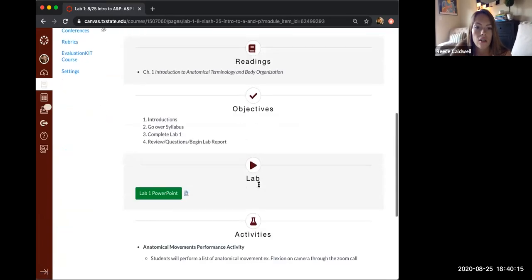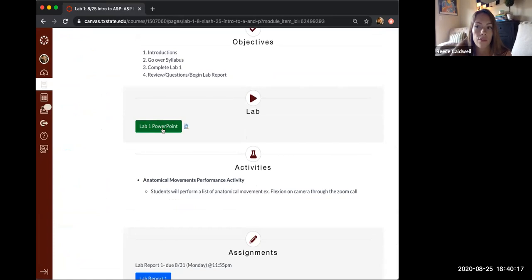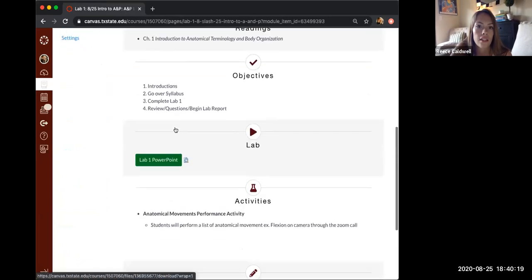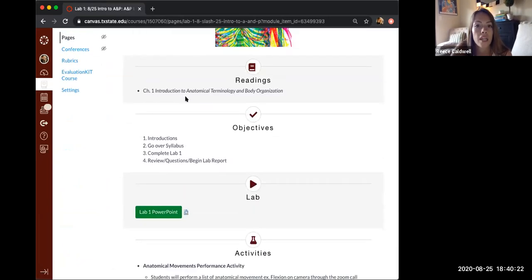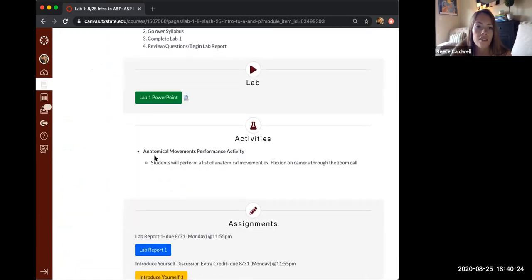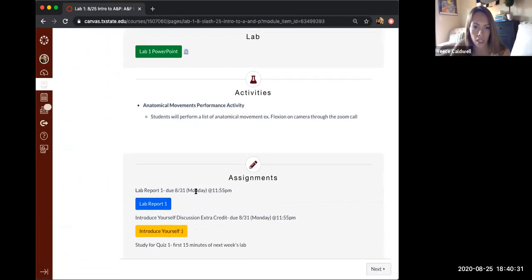Here's the PowerPoint if you want to reference it. Here's the reading from our manual. The activities posted on here, we won't really be doing those. I just had to put them for the other IAs. And then here is lab report 1. You also have some extra credit this week. Introduce yourself. I've seen that a few people have already done that. So first we'll go over lab report 1.